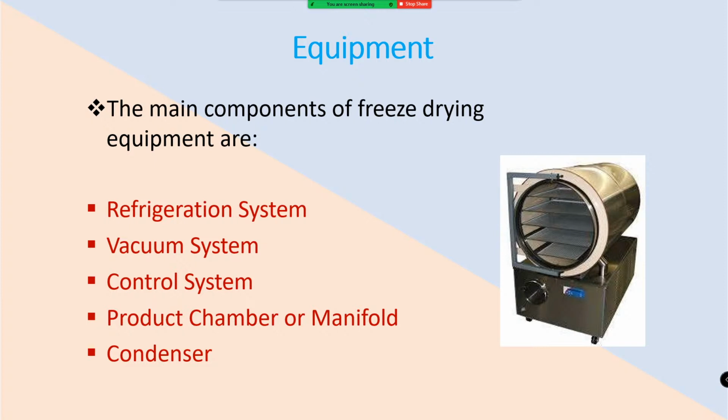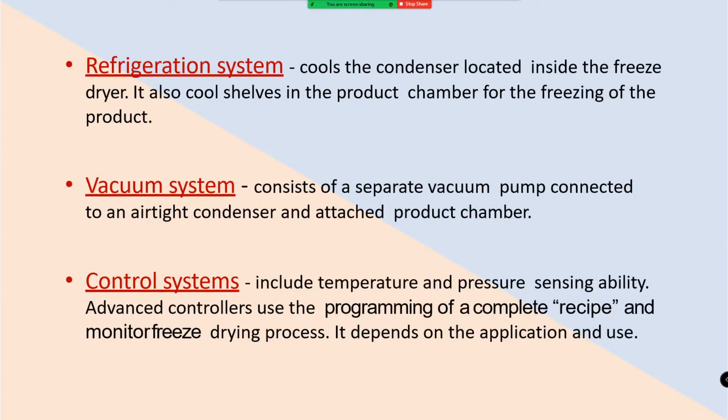The main components of freeze drying equipment are the refrigeration system, vacuum system, control system, product chamber or manifold, and condenser. The refrigeration system cools the condenser located inside the freeze dryer. It also cools the product chamber for the freezing of the product.